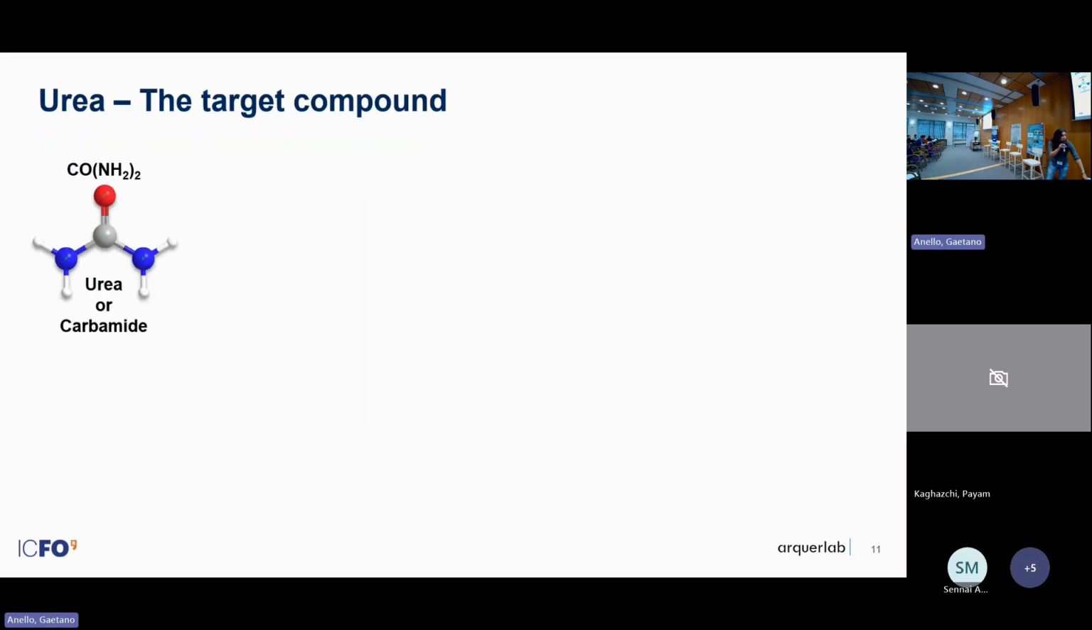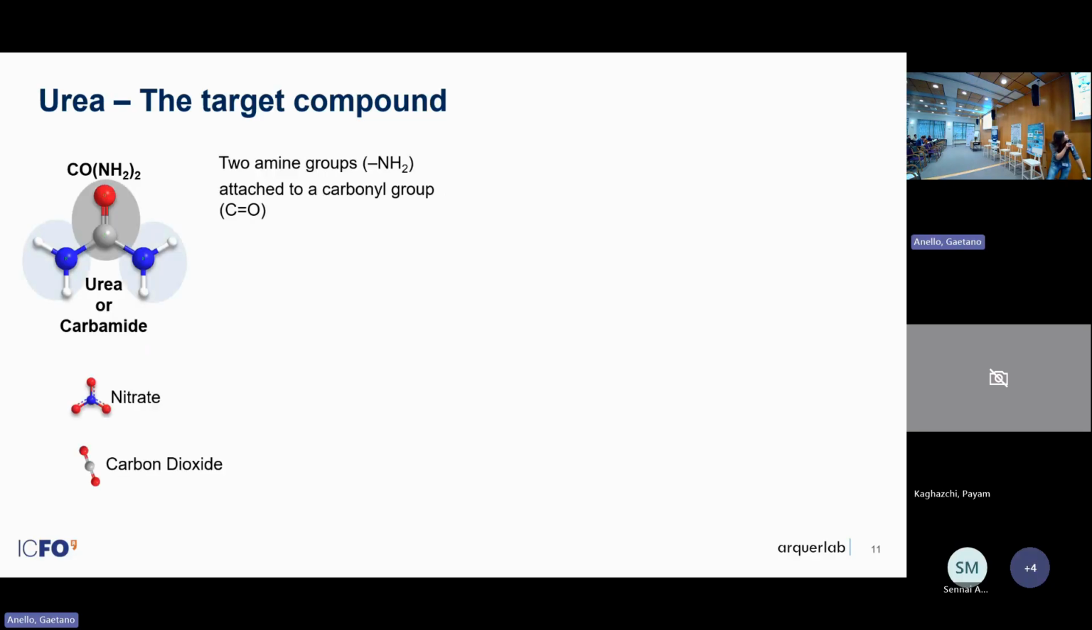So, okay, coming back to urea, this is something for myself to remind what urea is, as I'm not a chemist, something that I need to remember.